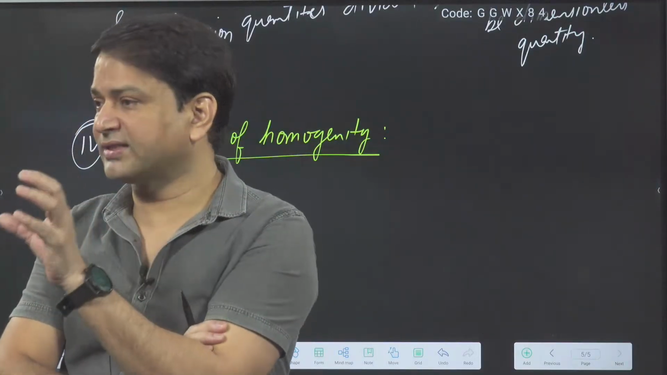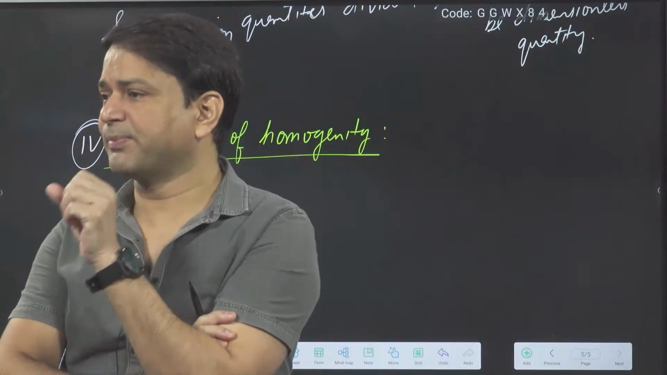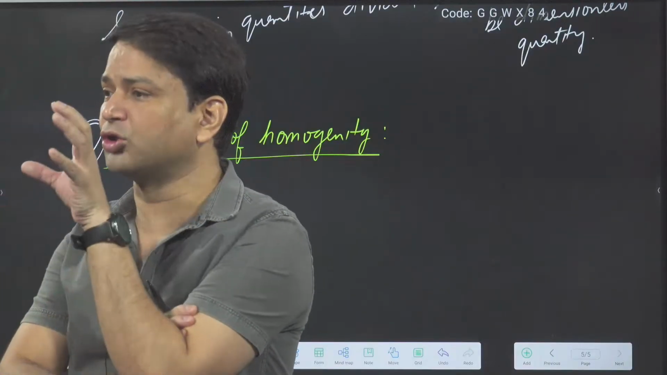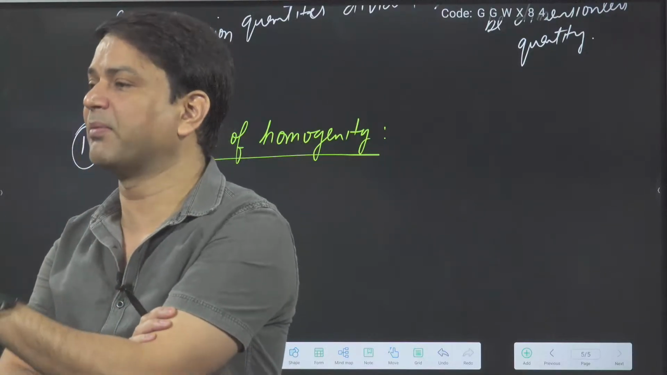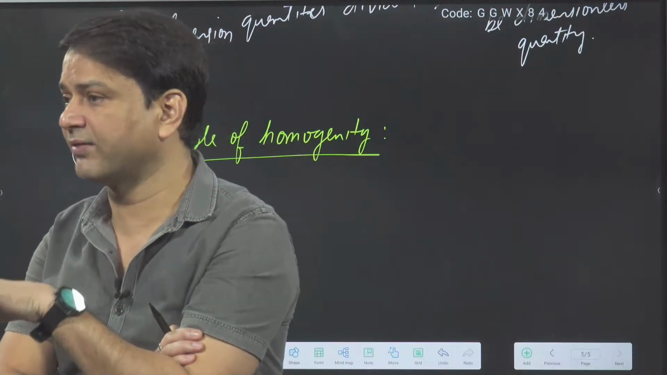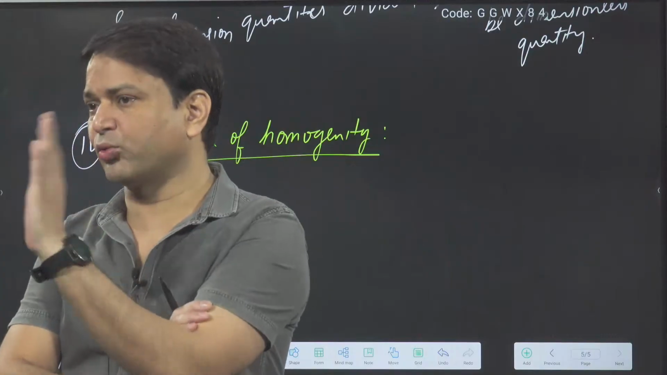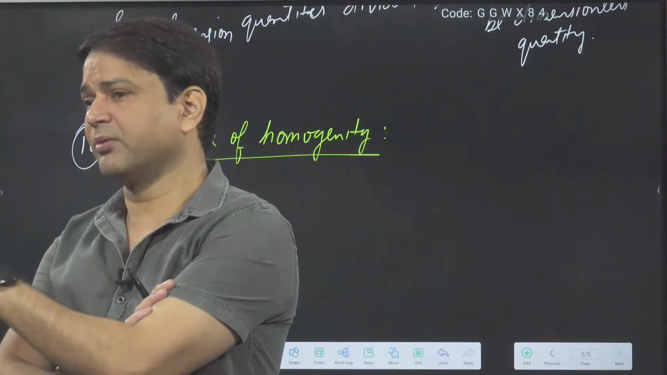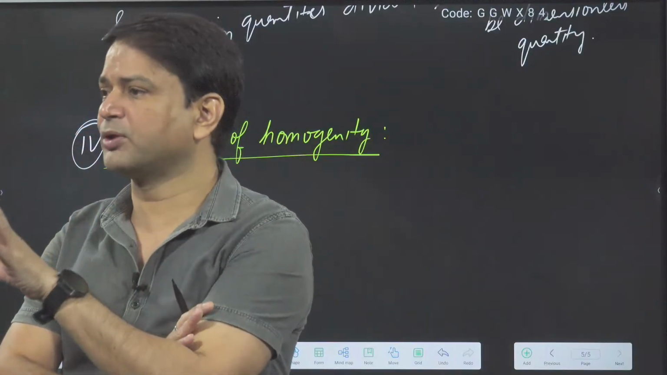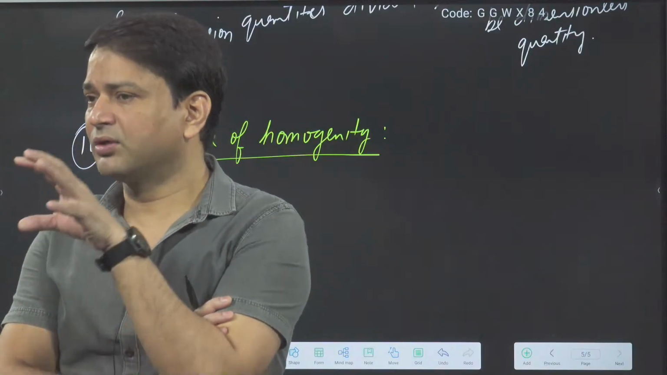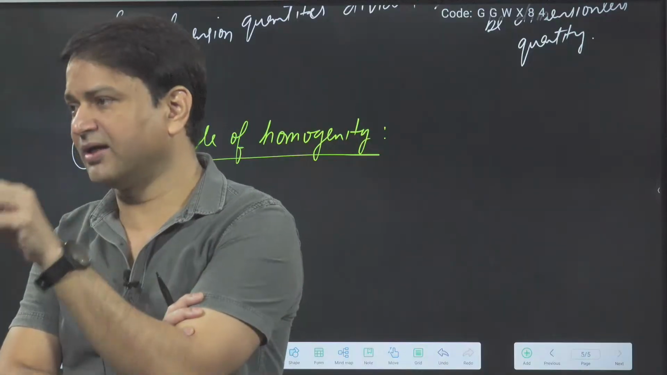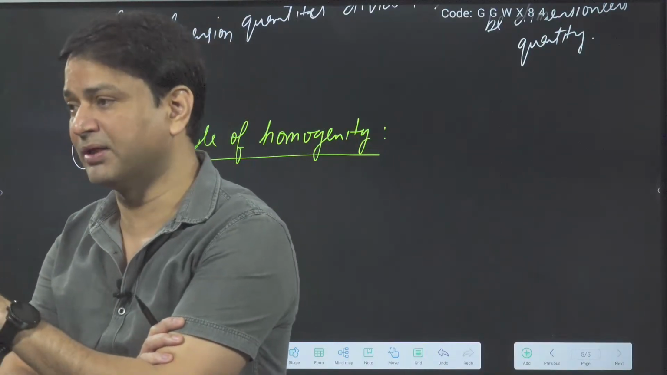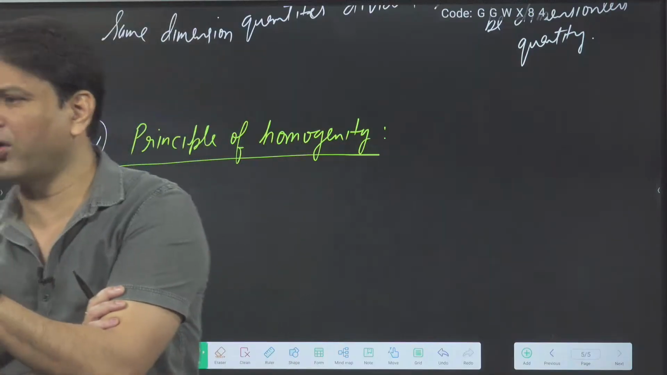So what is the principle of homogeneity? We can add, subtract or equate only those quantities which have the same dimension. Everybody got or not? When you are equating two quantities, suppose I say quantity A is equal to B, it means the dimension of A must be equal to the dimension of B. So two quantities can be added, subtracted or equated only when they have the same dimension. That is the principle of homogeneity.